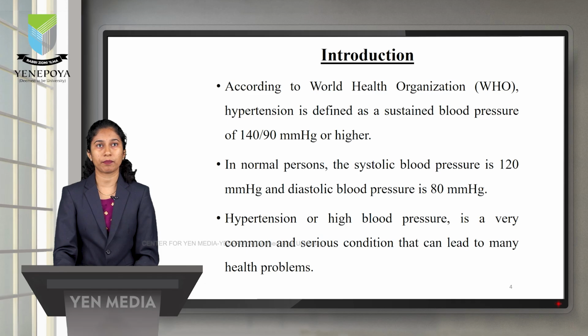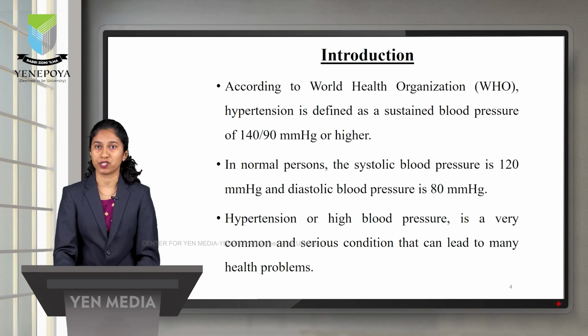Let us see what is hypertension. World Health Organization defines hypertension as a sustained blood pressure of 140 over 90 mmHg or higher. This means that the blood vessels are under extra pressure. In normal persons, the systolic blood pressure, that means when the heart is pumping, is 120 mmHg, and diastolic blood pressure, that is when the heart is relaxing, is 80 mmHg.